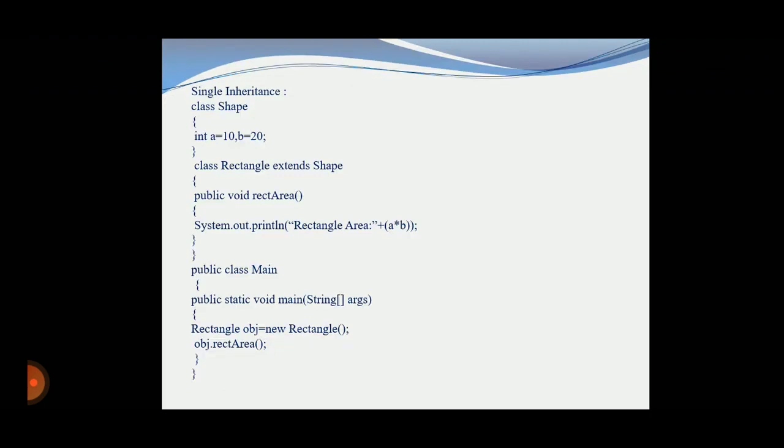Next, here we have different types of inheritance. First, we will see single inheritance. Single inheritance means a subclass inherits the features of one superclass. So there will be only one superclass and one subclass. Then we can call it single inheritance.